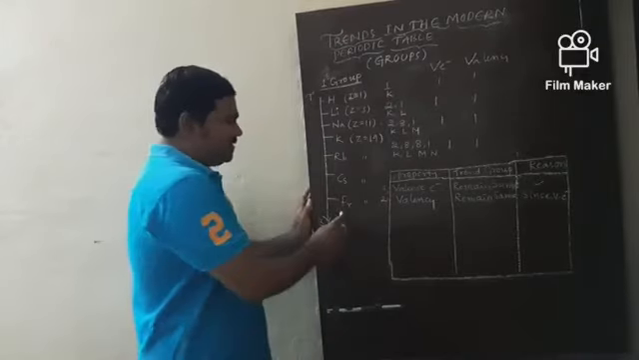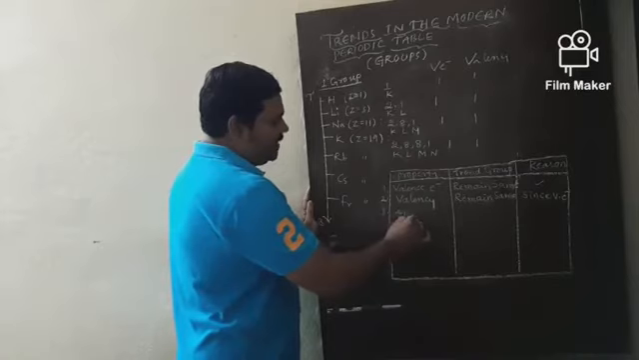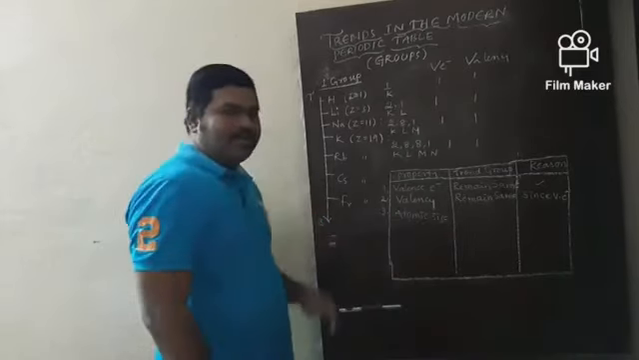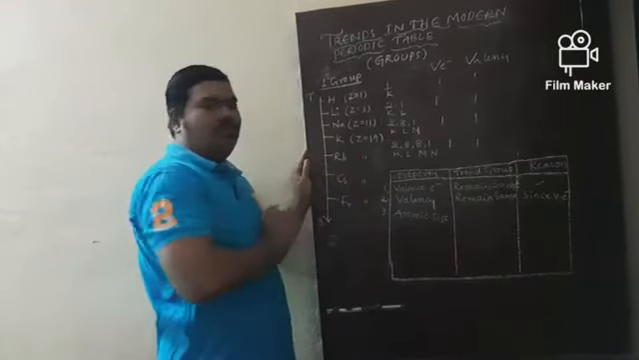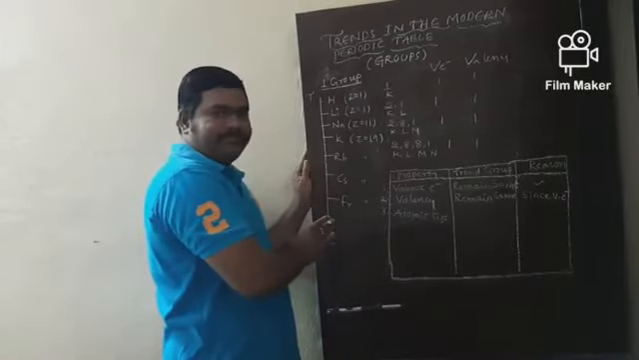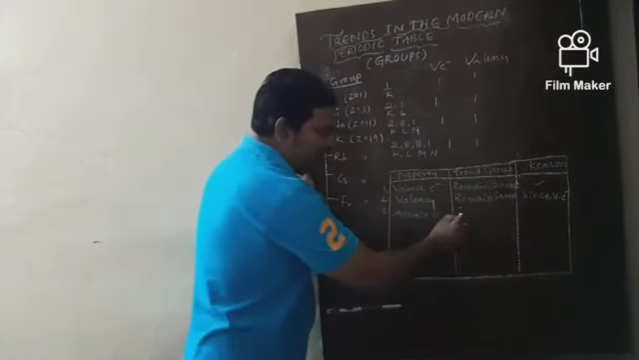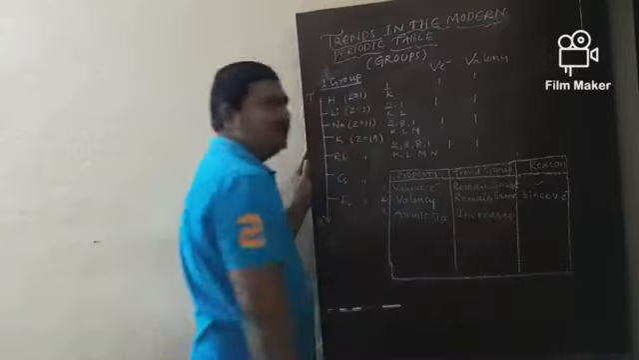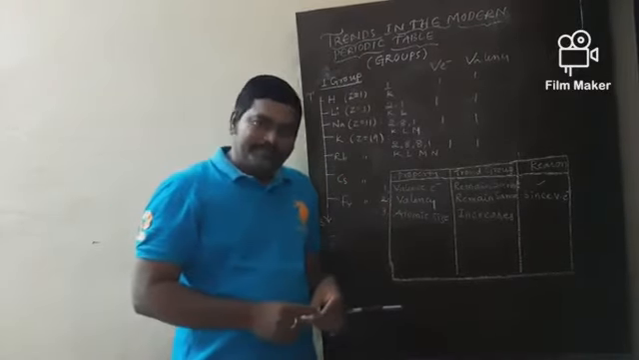Okay. Next, coming to the third property. What is that? Atomic size. Size of the atom or radius of the atom is expressed in picometers. Now if you take the first group, or in fact any group, from top to bottom, atomic size increases. Why does atomic size increase from top to bottom?